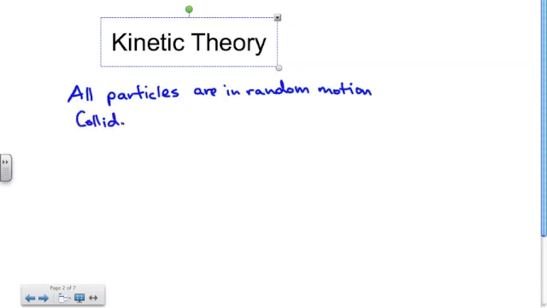The big main idea of kinetic theory is that all particles are in random motion. So they also collide with each other, and they collide with the surfaces of a container. In a sense, the surface of a container itself is also made of particles.